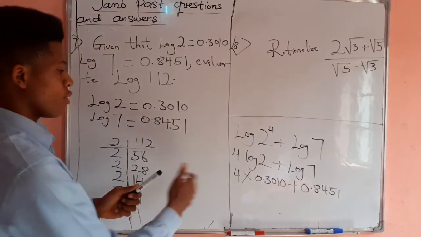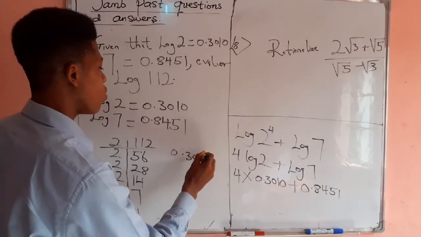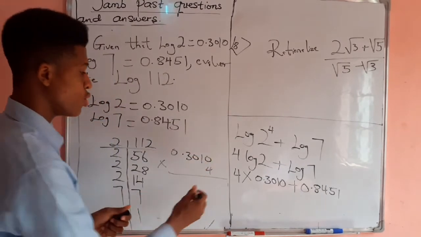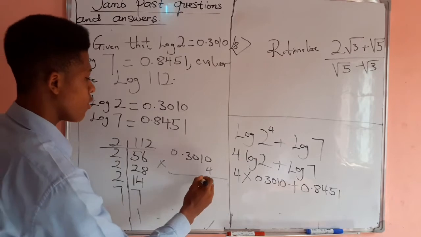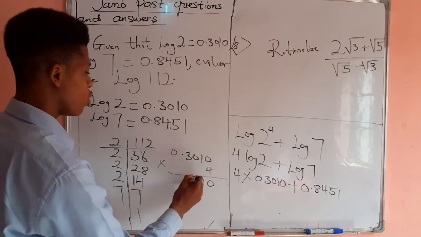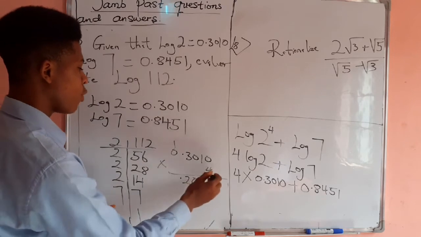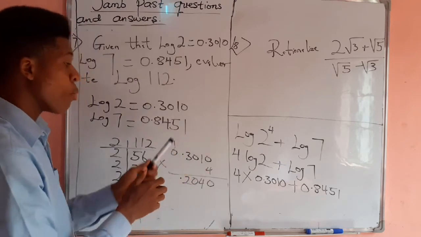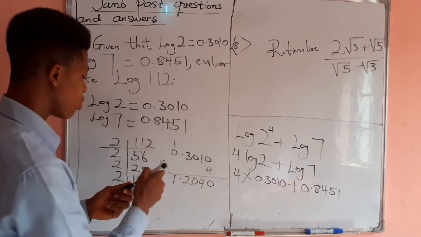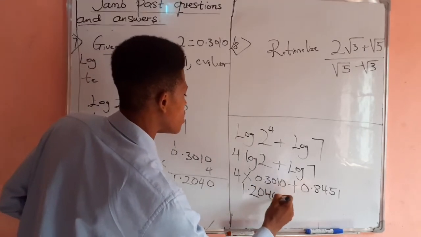Very simple. 4 times what? 0.3010. This is 0.3010 times what? 4. 4 times 0, of course, you know is 0. 4 times 1 is 4. 4 times 0 is 0. 4 times 3 is what? 12. Put 2, carry what? 1. 4 times 0, of course, is 0. Plus your 1 that's up here is what? 1. So this is 1.2040. 1.2040 plus what?